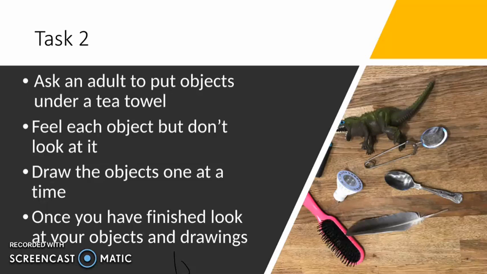Okay, so for example, if I was working on this spoon here, I would know it's a spoon when I touch it. But then I would really be using my finger to try and think about all of this detail that's on the handle. And you can put your hand back under and you can feel the object as many times as you like, but don't look at them until you're finished your drawing. Okay, once you have done that, move on to the next object and keep going until you've drawn all of your objects.